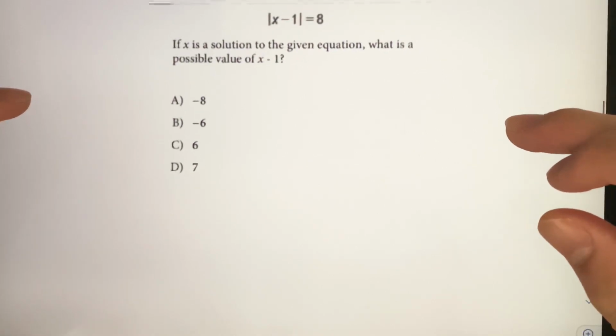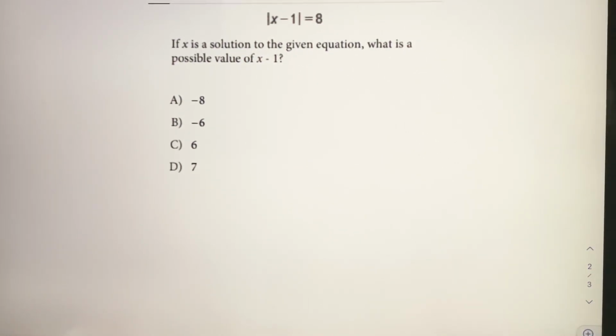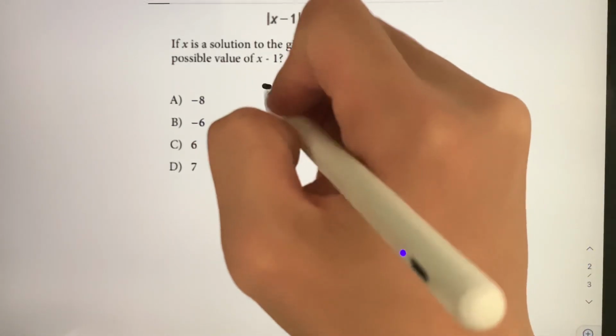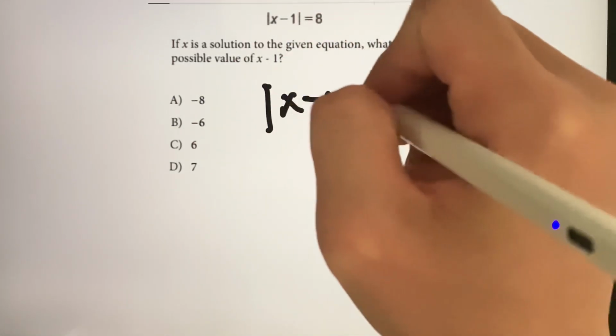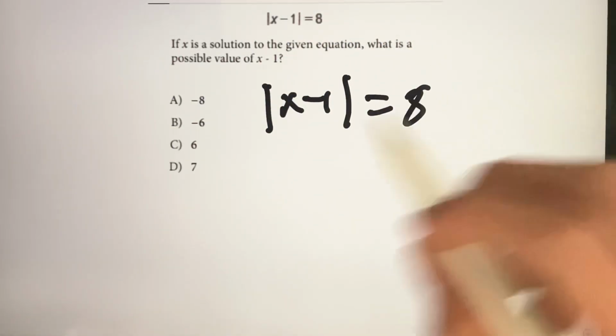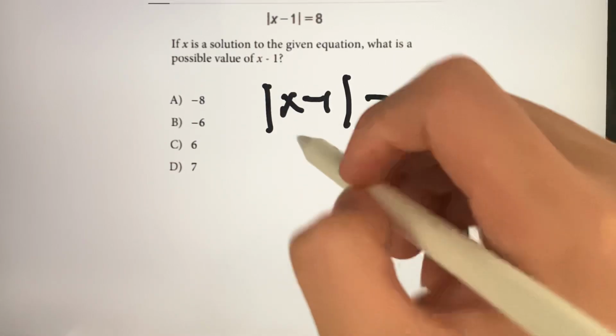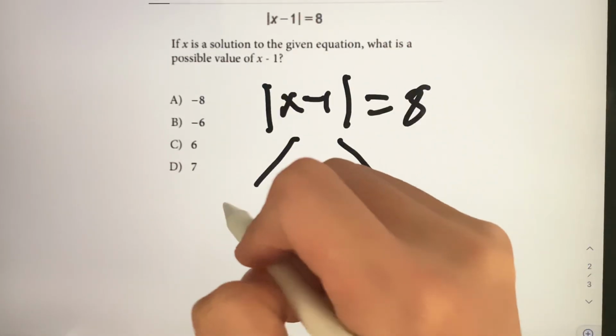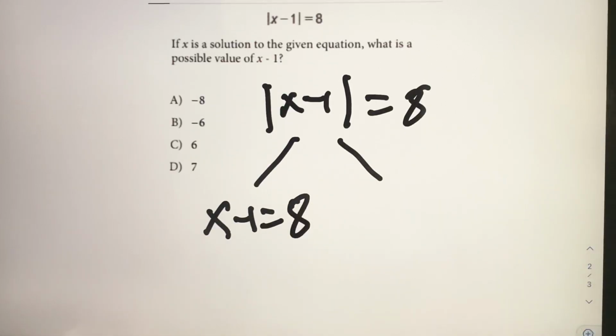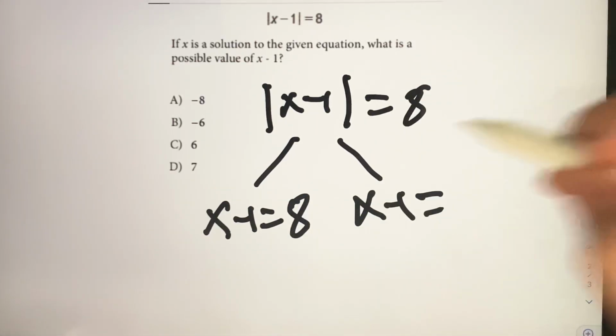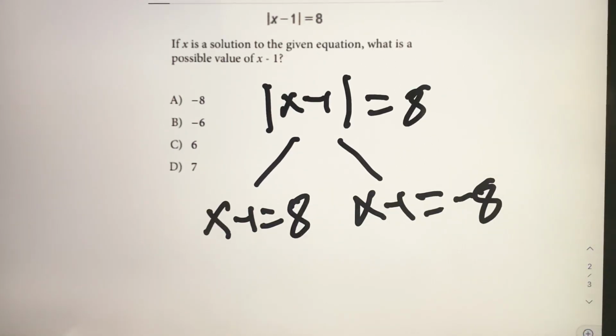If x is a solution to the given equation, what is a possible value of x minus 1? Now, we have absolute value of x minus 1 is equal to 8. Now, when you say absolute value, 2 equations must stem out. First is the original one, x minus 1 is equal to 8. And the second one should be x minus 1 is equal to the negative value of this. It should be equal to -8.